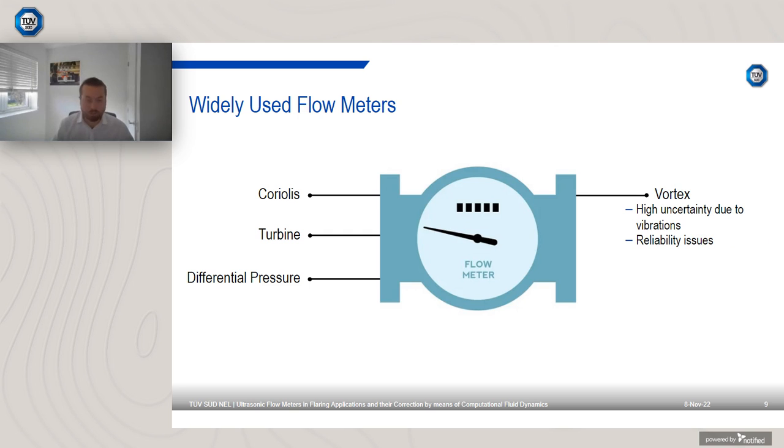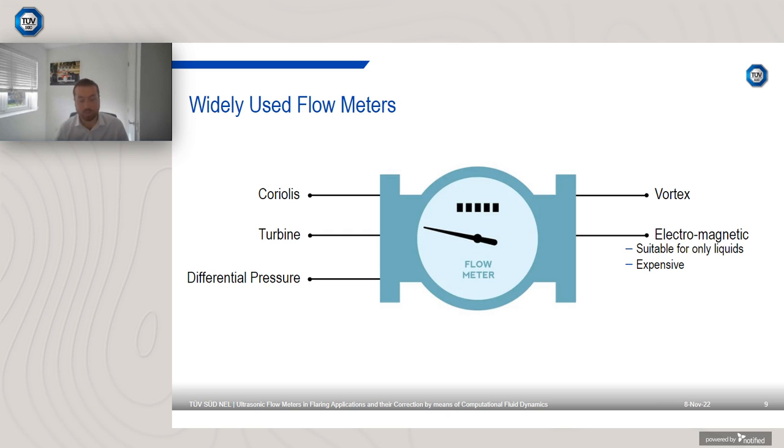We then have a vortex meter. These meters work on the principle of vortex shedding, and as you might expect, they might create vibrations within the meter, and these vibrations might induce a high uncertainty in the meter readings. These vibrations may also cause reliability issues too. We then have electromagnetic meters, and these require a conductive fluid to work, and therefore they're only really suitable for liquids, and they also tend to be quite expensive. So again, since we flare gas, these meters aren't exactly suitable.